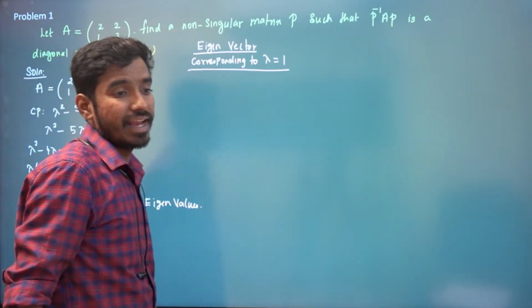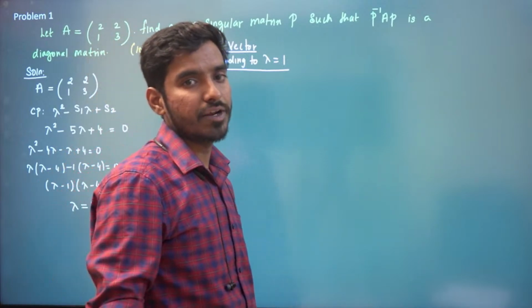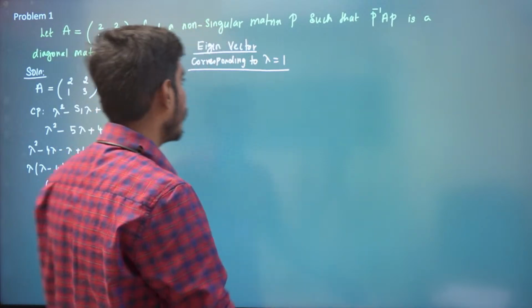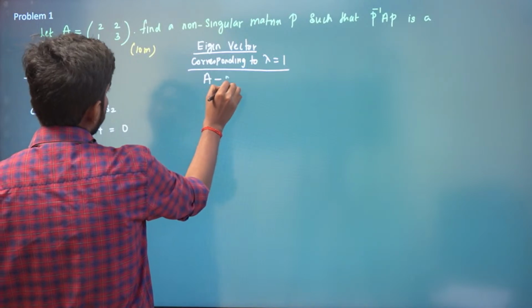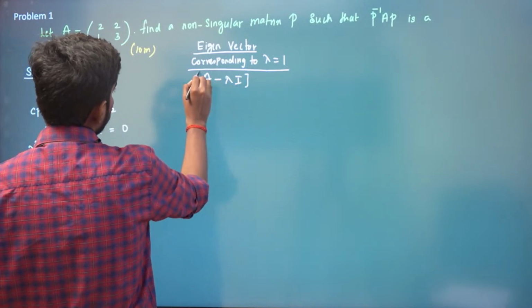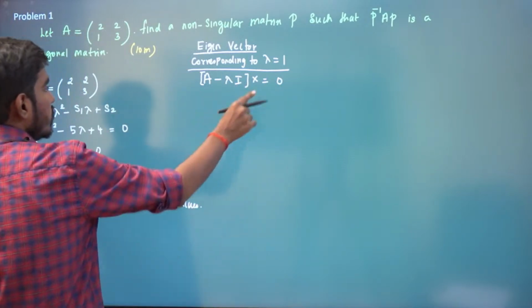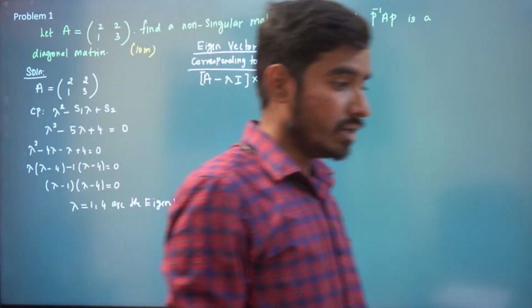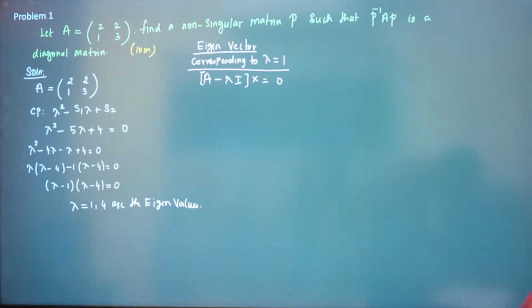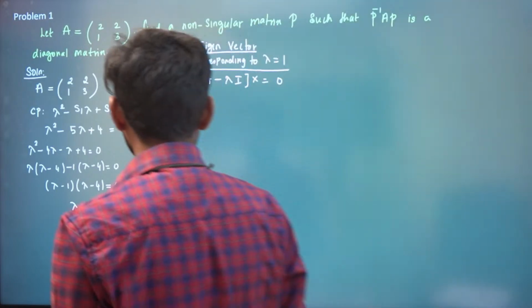A non-zero vector x is called eigenvector corresponding to lambda if Ax equals lambda x. That is, (A minus lambda I) of x is equal to 0. This x is called eigenvector corresponding to the eigenvalue lambda, right? So you know how to find that all, right? So very simple. So we'll directly do this fast.